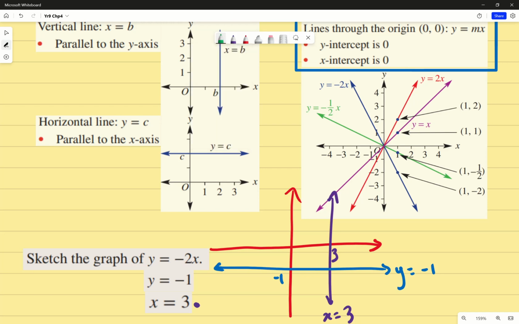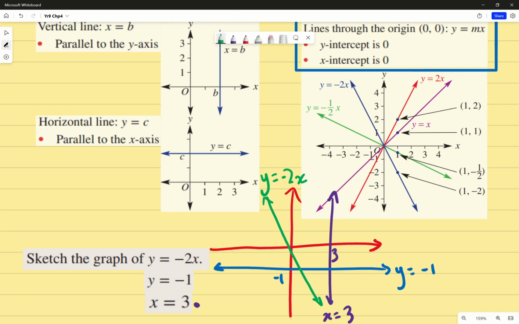Last one. If we're looking at y equals negative 2x, well, that's a bit different. I know that it goes through the origin. And the reason we know that is because there is no plus c at the end. There's no plus 4 or plus 15 or whatever it is. It's just y equals negative 2x. And copying my graph here, I know it goes from the top left to the bottom right. So it's just going to look like this. That's our y equals negative 2x.